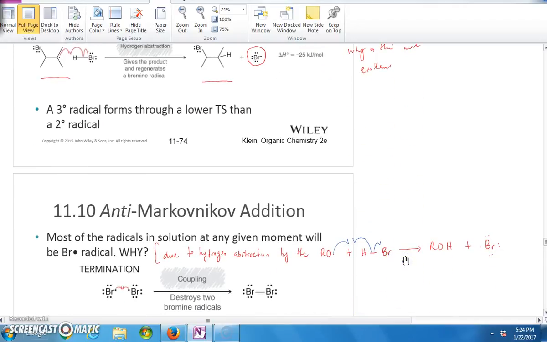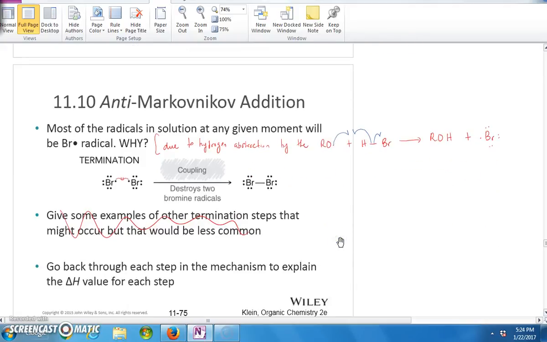Now the tertiary radical that forms, we already learned with bromination, goes through a lower transition state than the secondary radical, and there's a huge energy difference between the two of them. And so we remember that most of the radicals in solution at the moment will give bromine radicals, and that's because of the hydrogen abstraction by the initiator. Most of them will give bromine radicals, and once the bromine radicals form, then the reaction continues.